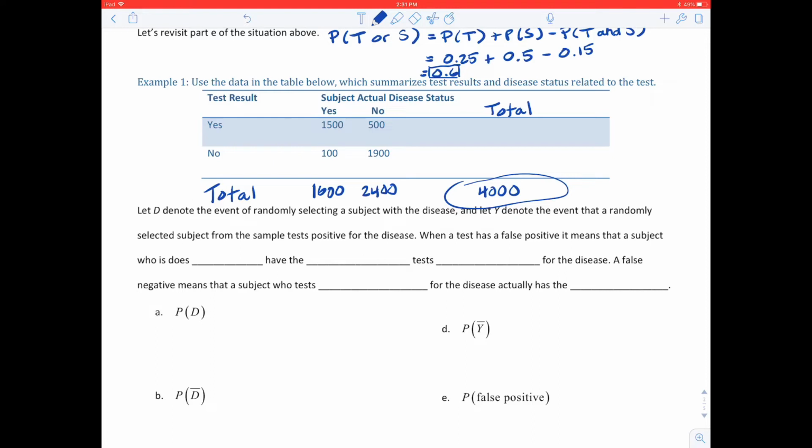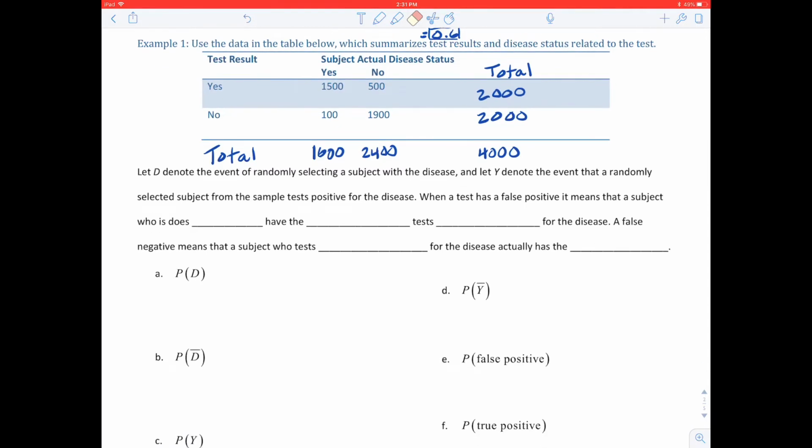And let's make sure it matches. So 1,500 plus 500 is 2,000, and 100 plus 1,900 is 2,000. So we're good to go. We've got our table set, and we checked that we get the same sum adding down as we do adding across in those total column and row.